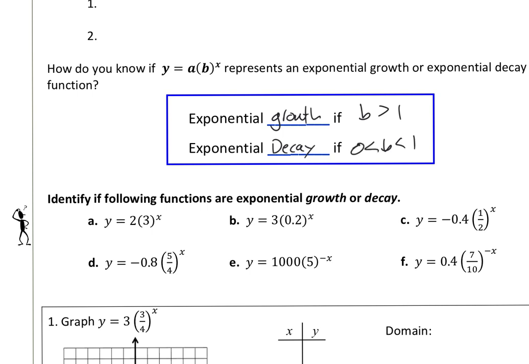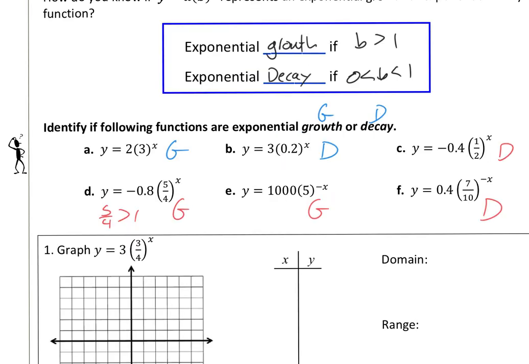So on these ones, identify the following functions as exponential growth or decay. I'm just going to put a g or a d. Well, here the b value is greater than 1, so we know that is growth. Here the b value is between 0 and 1, so we know that's decay. All right, I want you to do the last 4 on your own, see if you can figure out whether they are growth or decay. Go ahead and try that and check back with me to check your work.